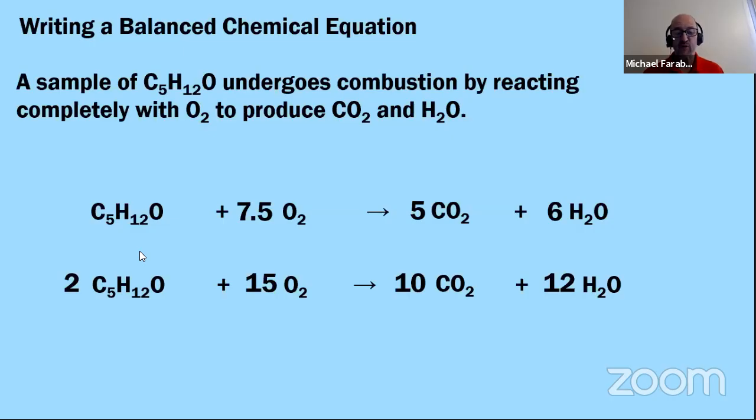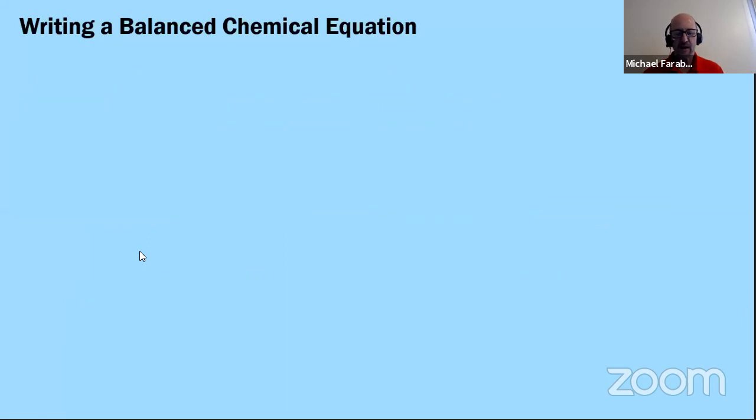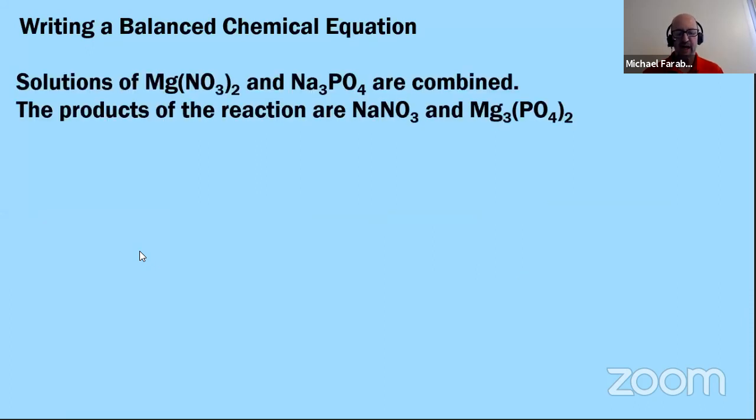If the question said, write a balanced chemical equation for the combustion of exactly 1 mole of C5H12O, then the top equation would be considered correct, and you'd be allowed to have a fractional coefficient. But if they say balance the equation using lowest possible whole numbers, then you'd want to use the bottom version of this equation.